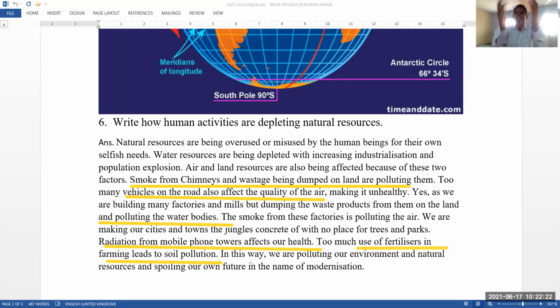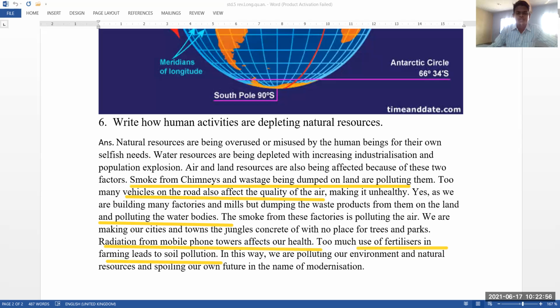We have polluted everything. Soil, land, water, air, ozone layer, everything is depleting. For our selfish nature, for our modernization, in the name of modernization, in the name of industrialization, in the name of the 21st century, we have polluted and made extinct lots of things from this earth. We have been depleting and spoiling these natural resources in different ways.